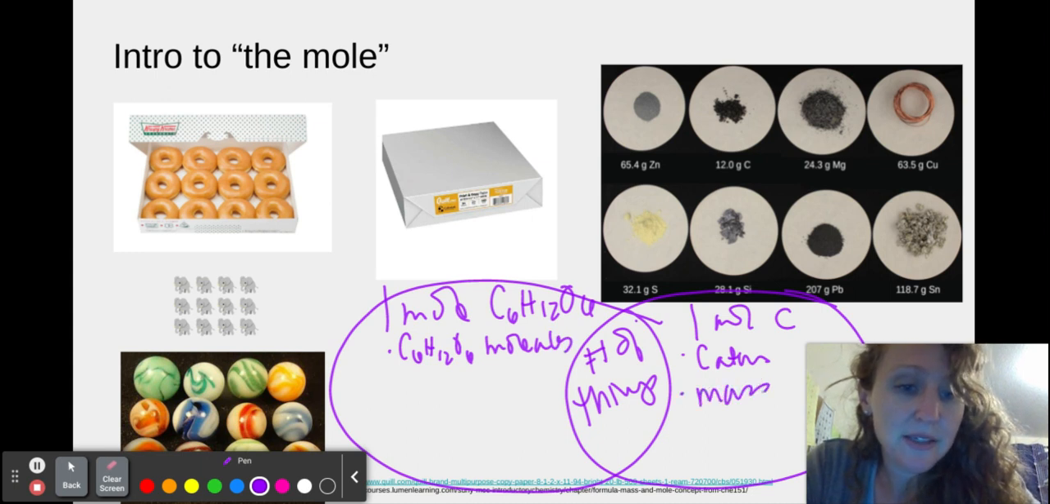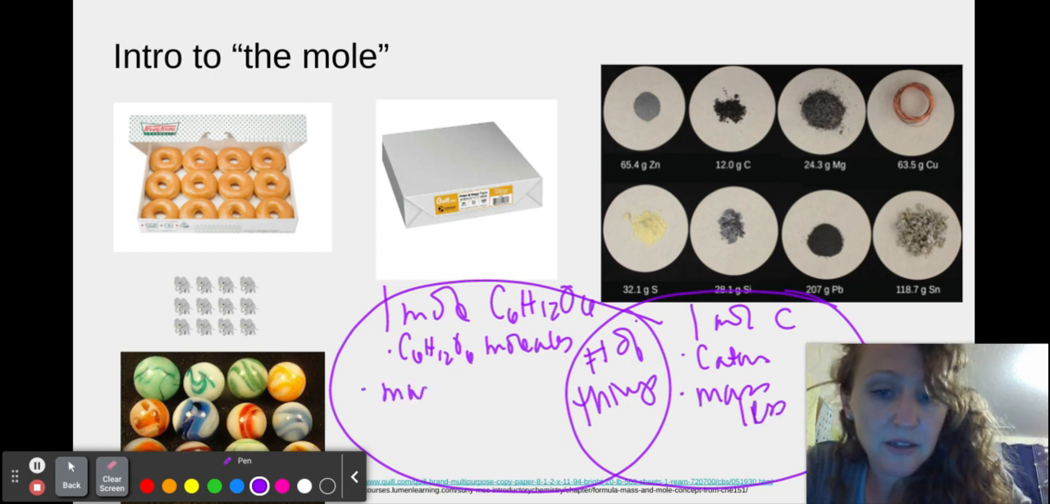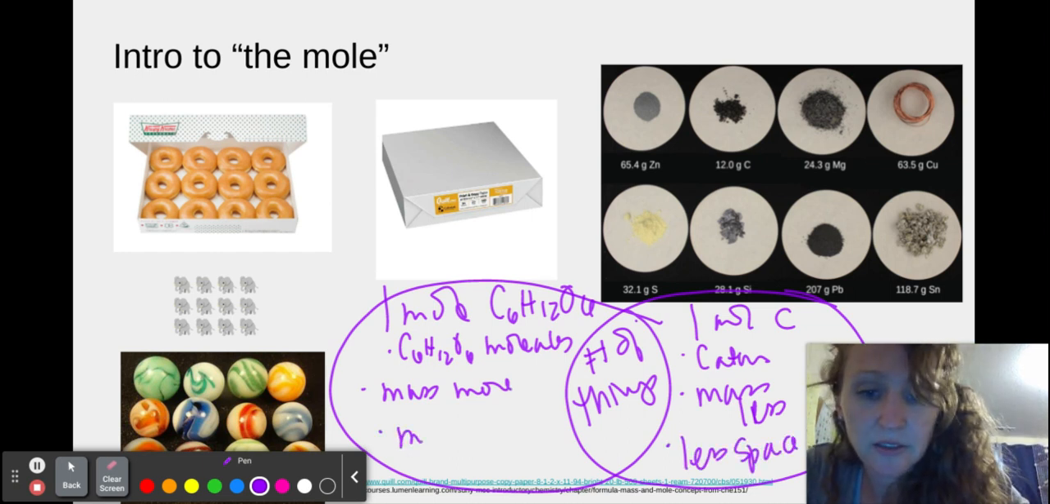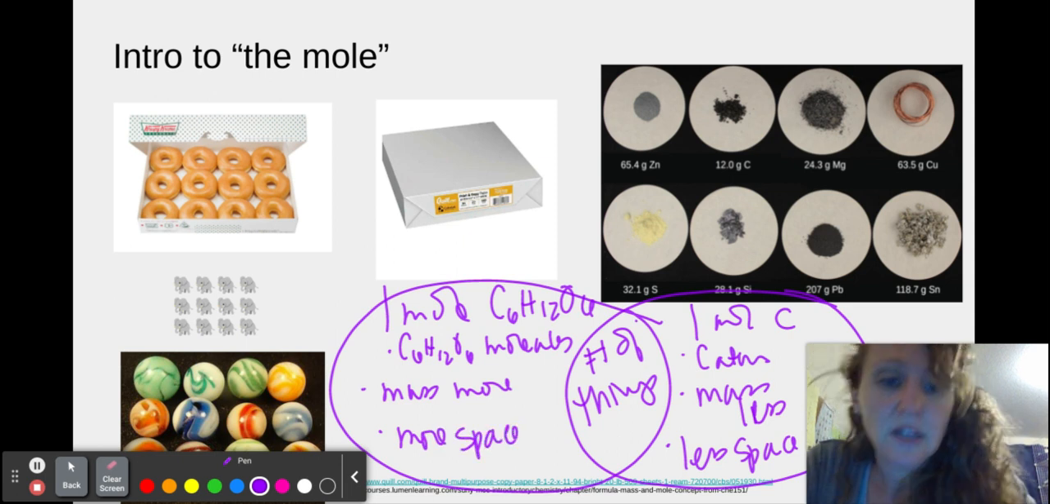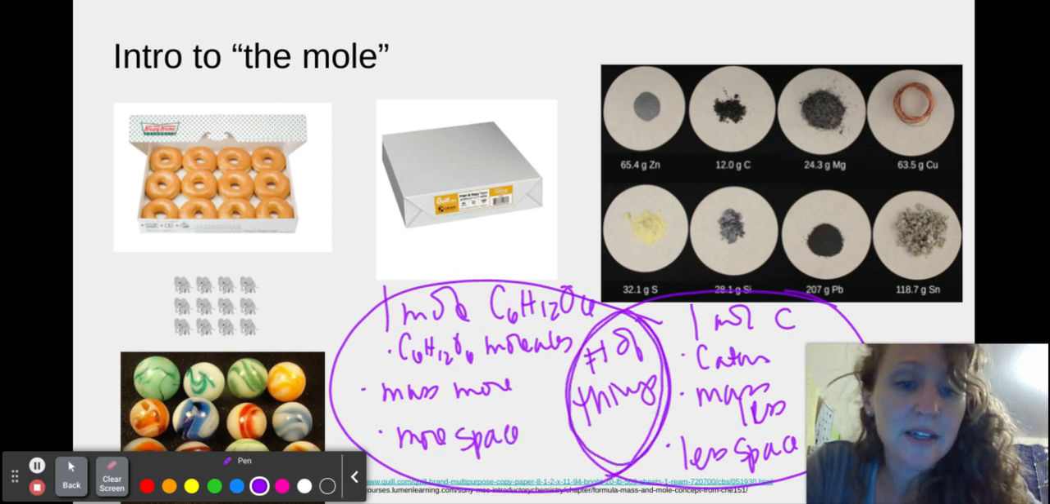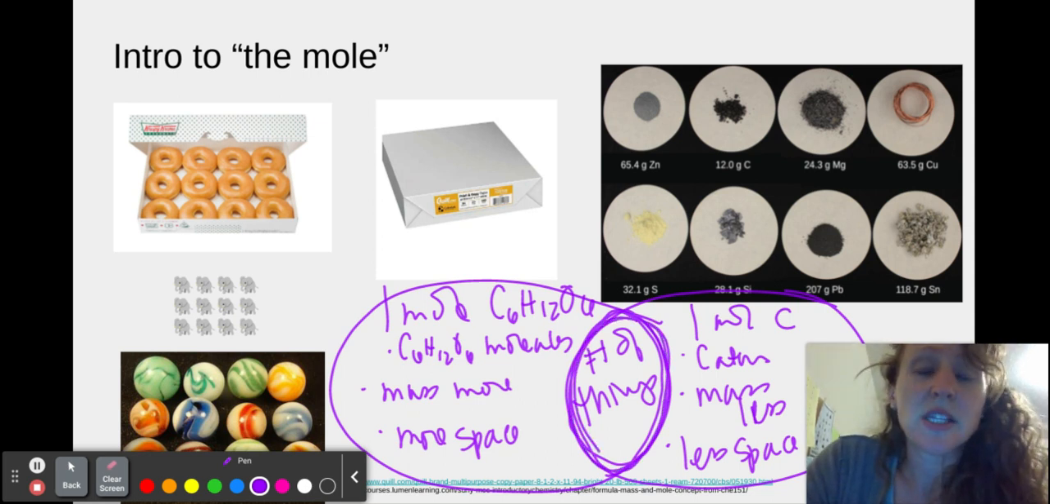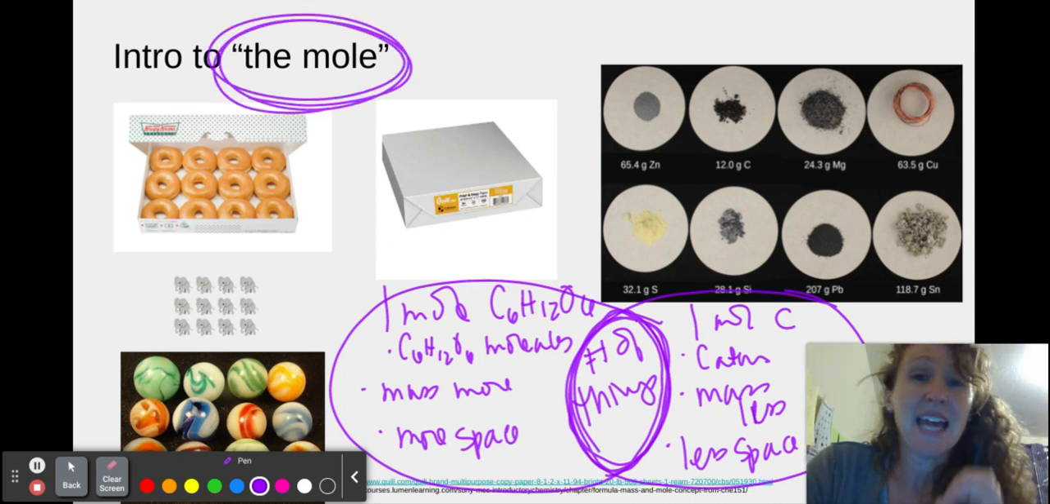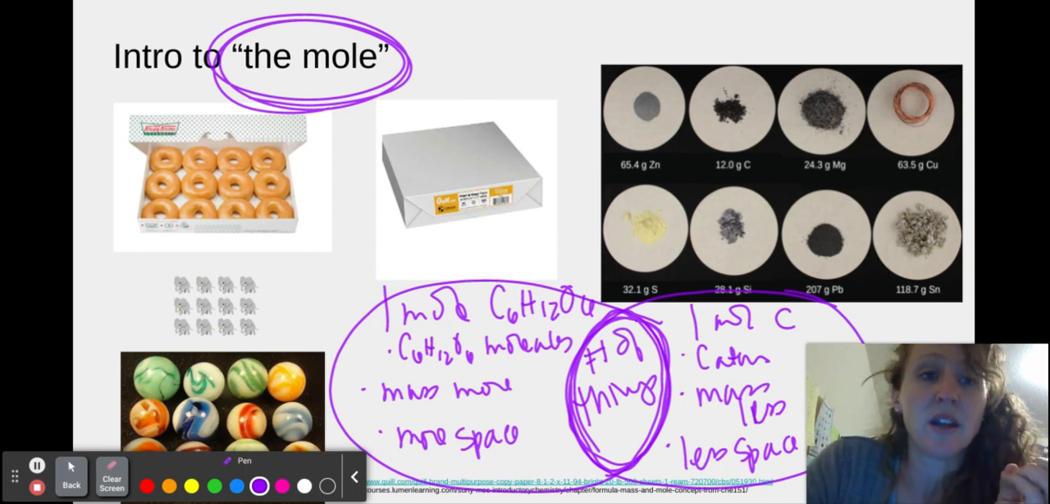Their mass is going to be different. The space they take up is going to be different, but the number of things contained in both groups is the same. So this is really the concept you have to embrace, that the idea of the mole is a counted group. It's a group of things that have a very specific number of those things inside.